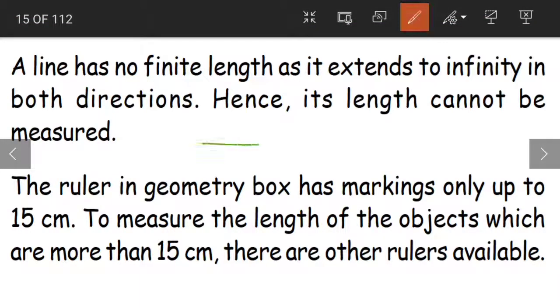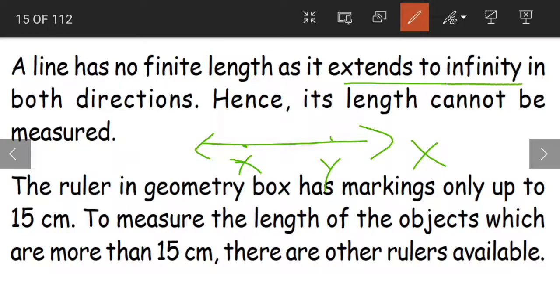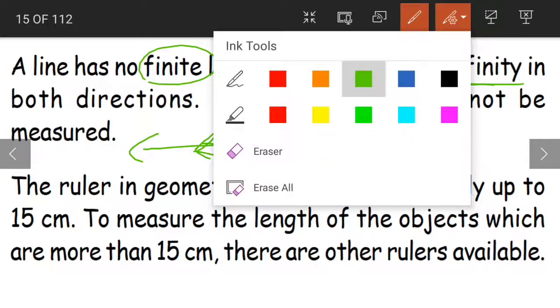Now what if I have a line XY? How can I measure the length of a line? It is not possible for us to measure the length of the line. Why? Because it extends to infinity in both directions. It can be extended on both ways. So it does not have a fixed length. Finite means fixed. It does not have a length that can be measured or counted.